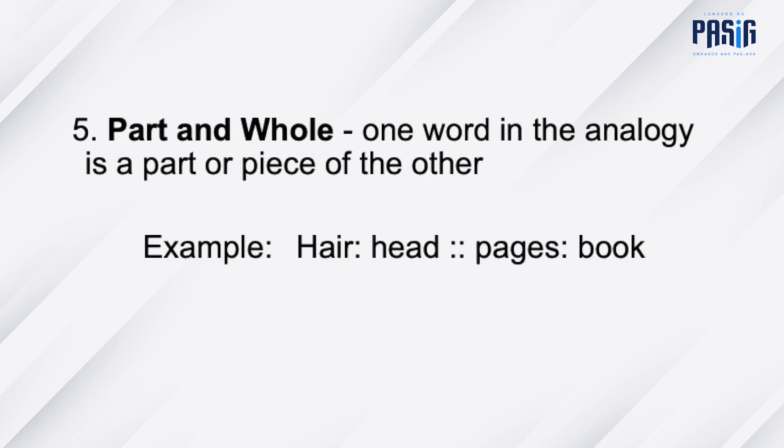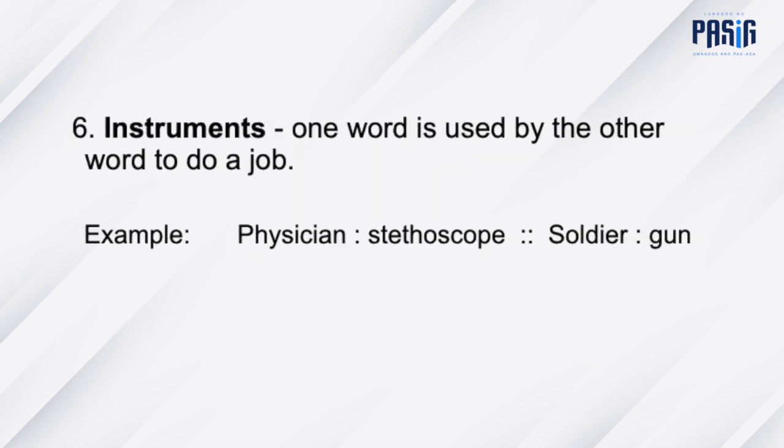Number 5, part and whole. One word in the analogy is a part or piece of the other. Example, hair is to head as pages is to book. Number 6, instruments. One word is used by the other to do a job. Example, physician is to stethoscope as soldier is to gun.